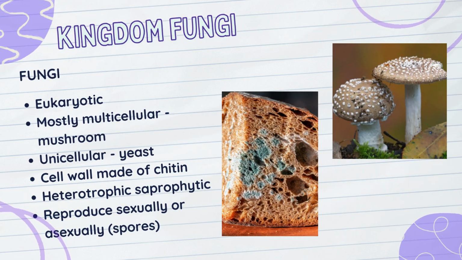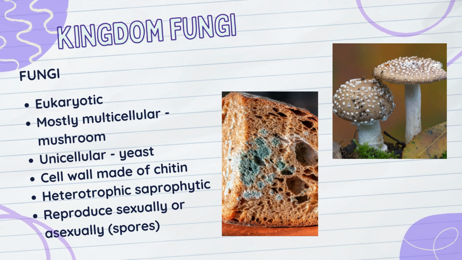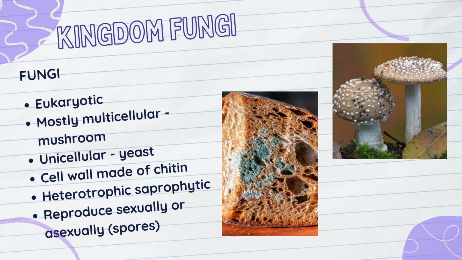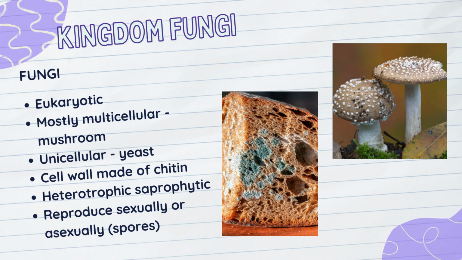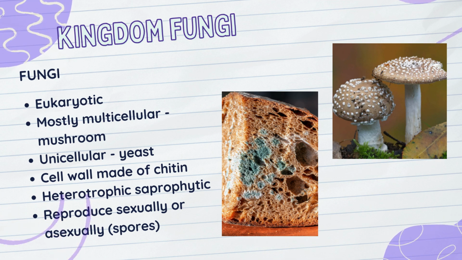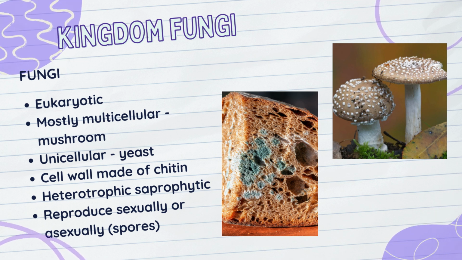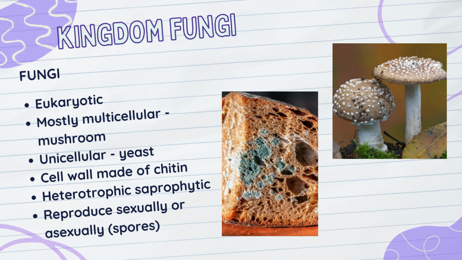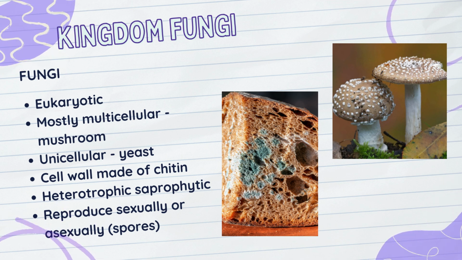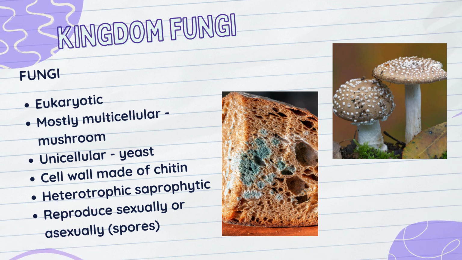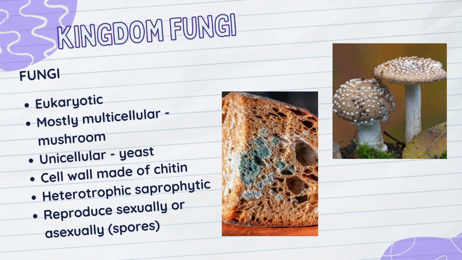Let's look at kingdom fungi. So fungi are eukaryotic. They're mostly multicellular. An example of multicellular fungi is mushrooms, or they are unicellular. An example of fungi which is unicellular is yeast. Their cell wall is made up of chitin, which also makes up the exoskeleton of insects like grasshoppers. Fungi are also known to be heterotrophic, saprophytic, meaning they feed on dead matter, or they are parasitic.